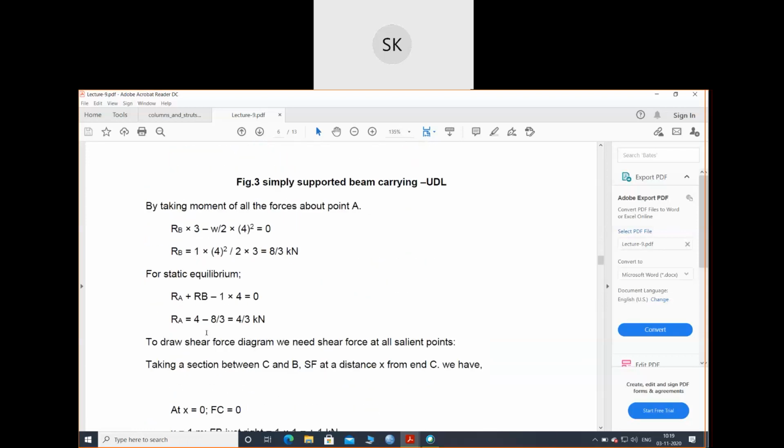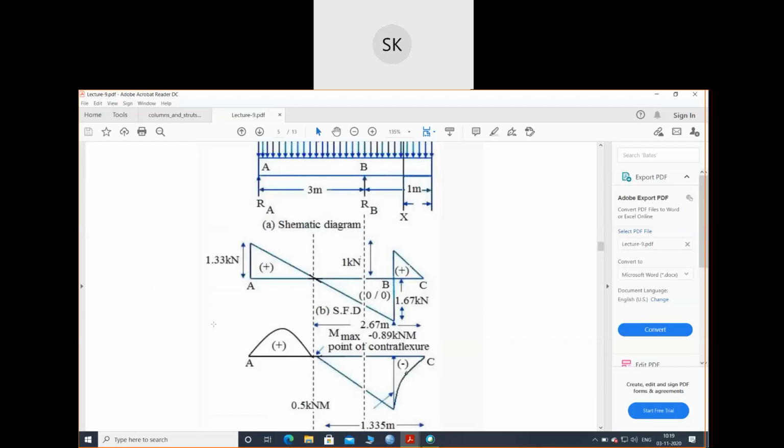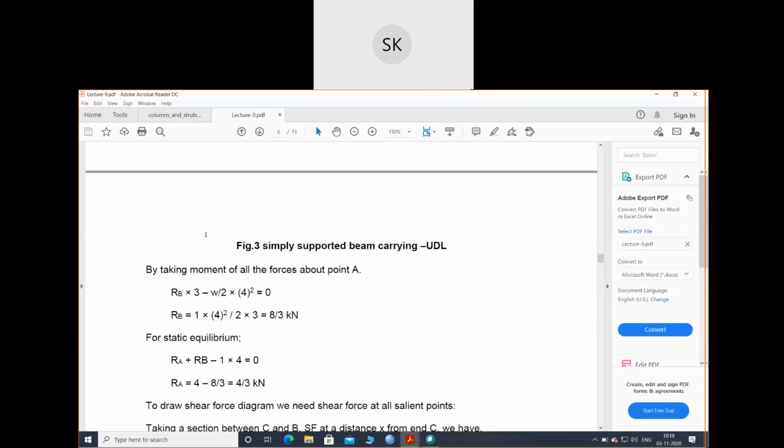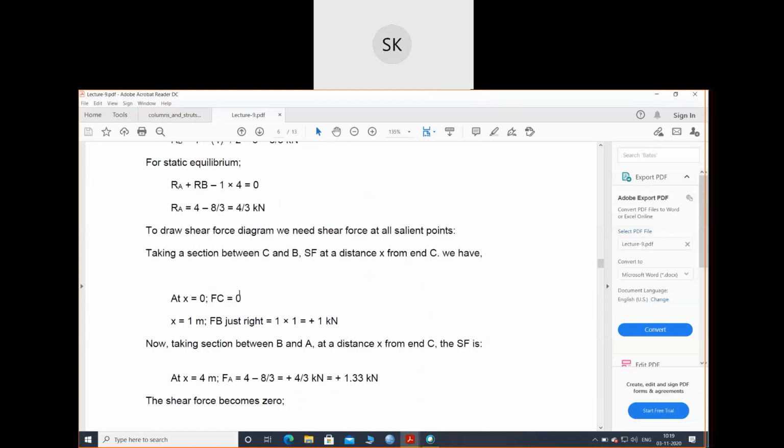So at x equals to 0, let's consider this as C point. As there is no support, the shear force will be 0. So at FC, shear force is 0. At x equals to 1, FB just right, it will be W into x. So W is 1, distance is 1 meter, so it will be 1.